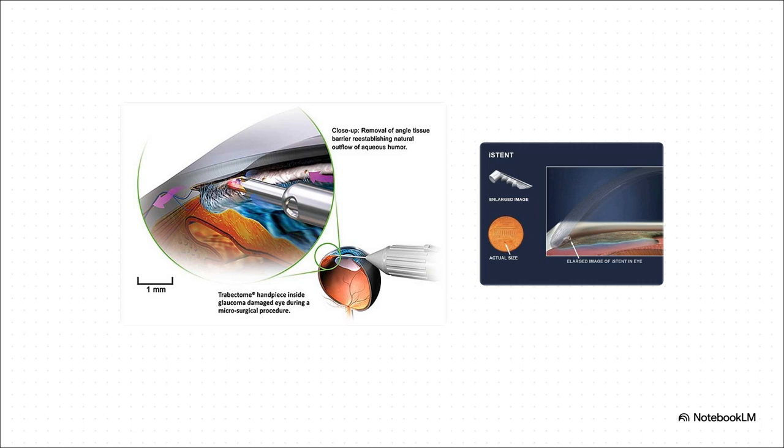These are great examples of minimally invasive glaucoma surgeries, or MIGS. Look at the trabectome handpiece on the first image. This device mechanically disrupts and actually removes a portion of the trabecular meshwork tissue barrier, reestablishing natural outflow.